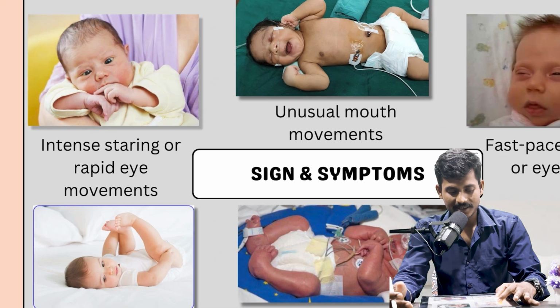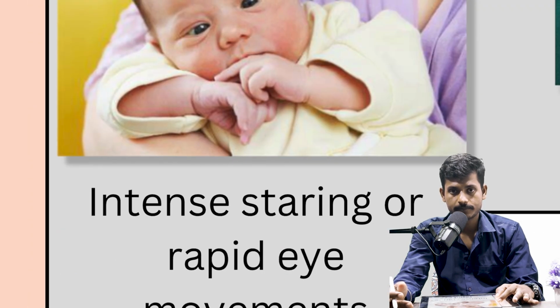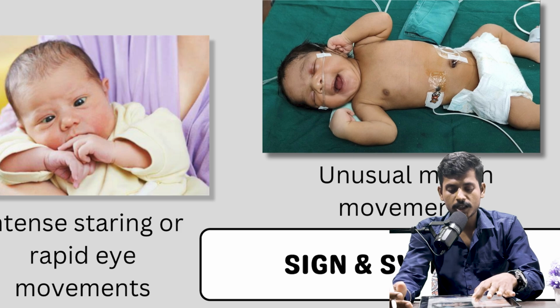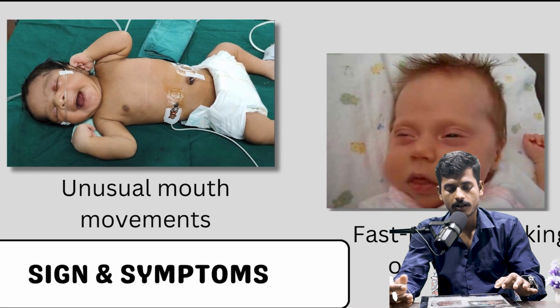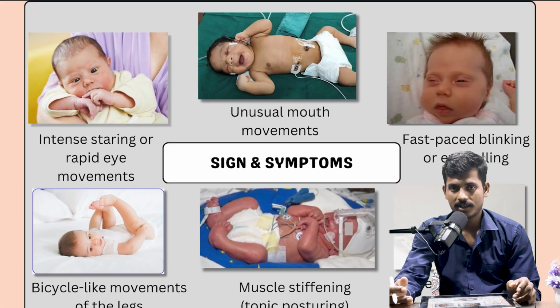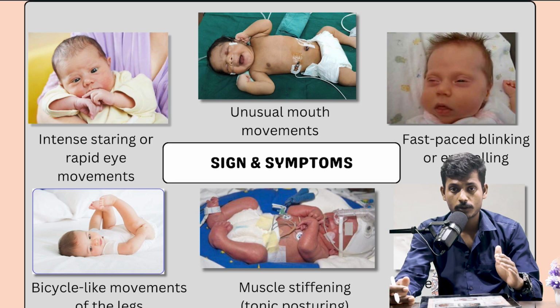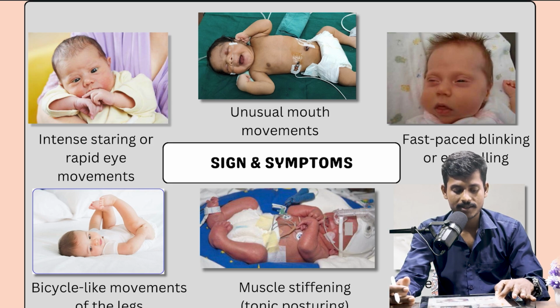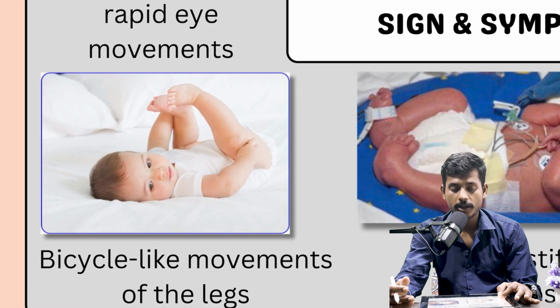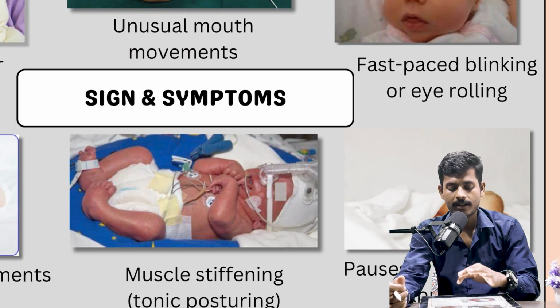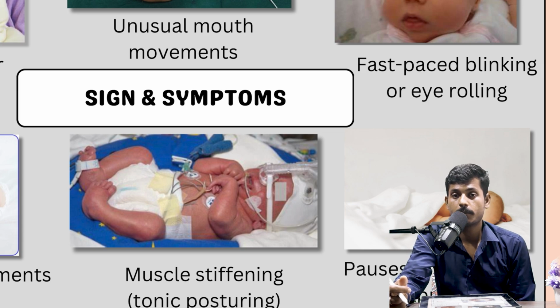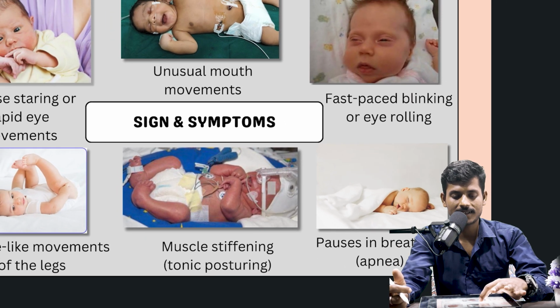Now the first symptom is intense staring or rapid eye movement. Another symptom is unusual mouth movement. Then you have blinking or eye rolling as a symptom. As I said initially, there is a hyperexcitability of the neurons, so the neuron is not firing in a normal way and normal expression is disturbed. Then there is a bicycle-like movement of the legs, and as we saw in the video, muscle stiffness, tonic posturing, and sometimes the baby forgets to take a breath while sleeping, a condition called apnea, a pause in breathing. So these are some of the symptomatology.